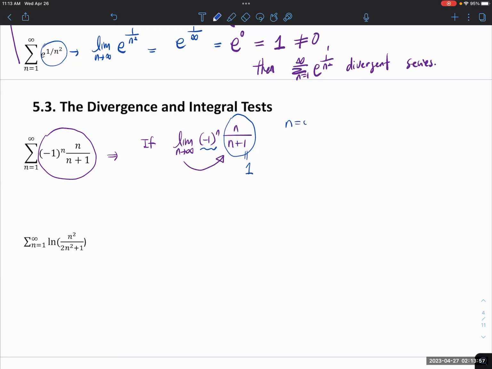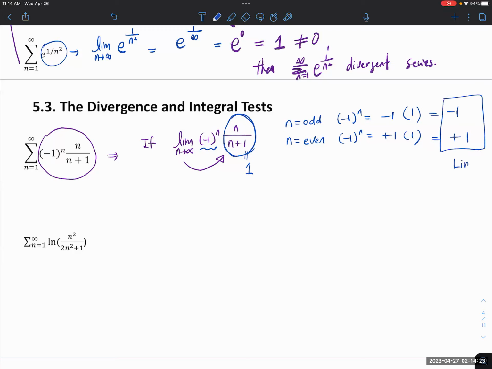If n is an odd number, (-1)^n is always -1. Am I correct? If n is an even number, (-1)^n is always a positive number. And then you multiply with the outcome of the limit, which is 1. So it's either -1 or +1. That's your limit value.